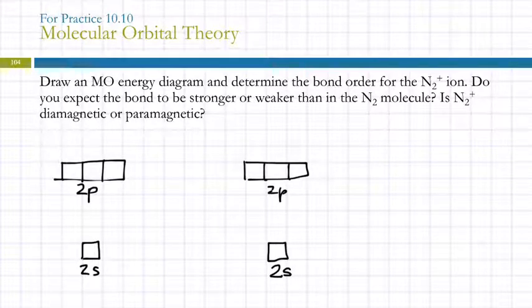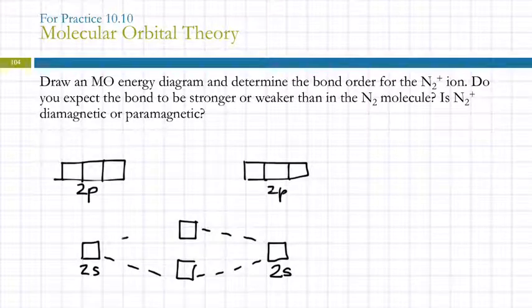And then these are going to combine. So the 2s orbitals are going to make a bonding orbital and an anti-bonding orbital. So this is sigma star 2s, and this is sigma 2s. And then those p orbitals are going to overlap.